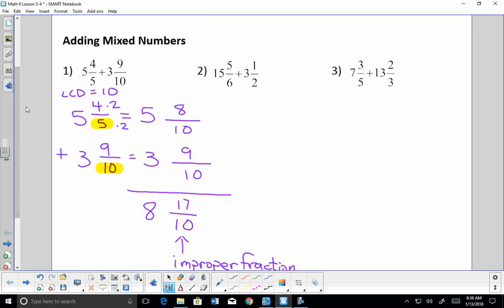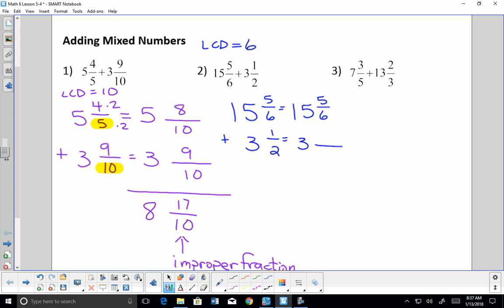Let's look at number 2. Number 2 says 15 5/6 plus 3 1/2. My least common denominator between 2 and 6 is 6 because I know 2 will divide into 6 evenly. So I can keep 15 5/6 just like it is, and I have to change 3 1/2 to become 3 and something over 6. I have to multiply 2 times 3 to get 6, so I have to multiply 1 times 3 to get 3. So now I have 15 5/6 plus 3 3/6.